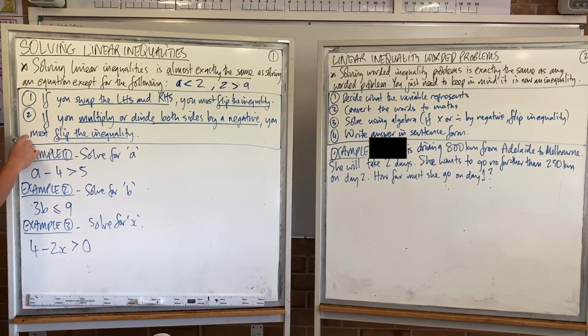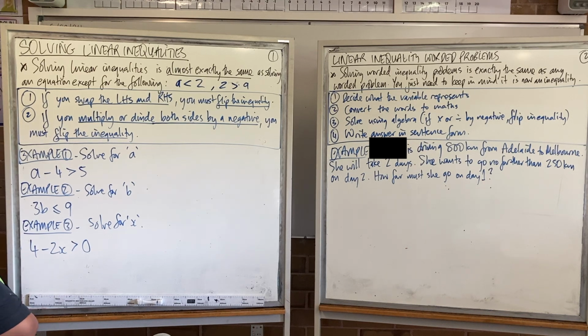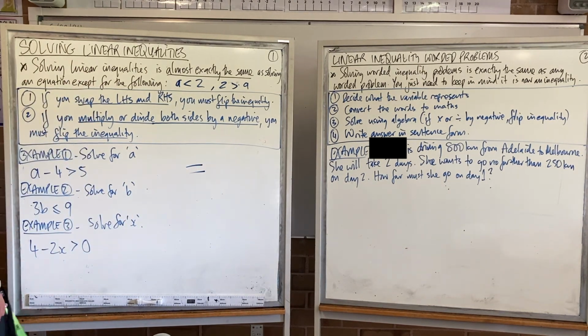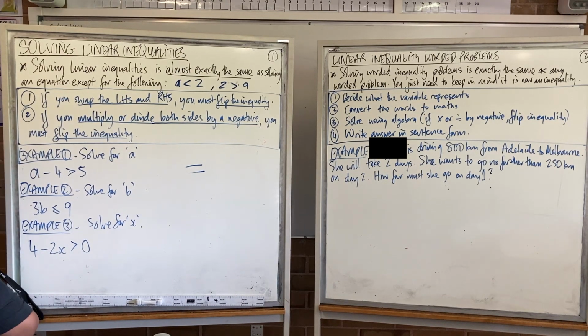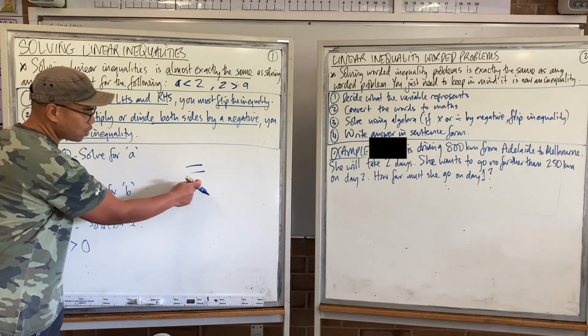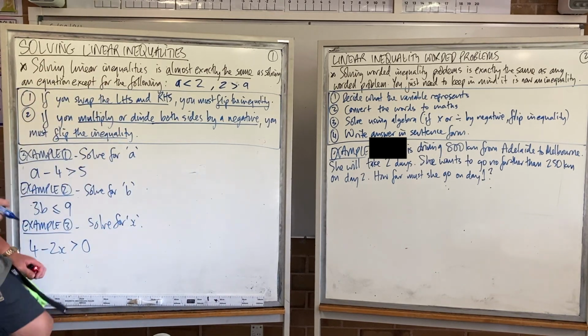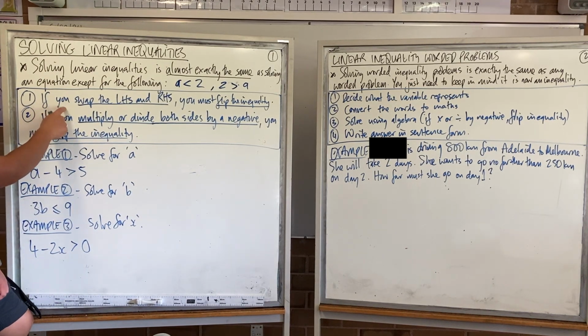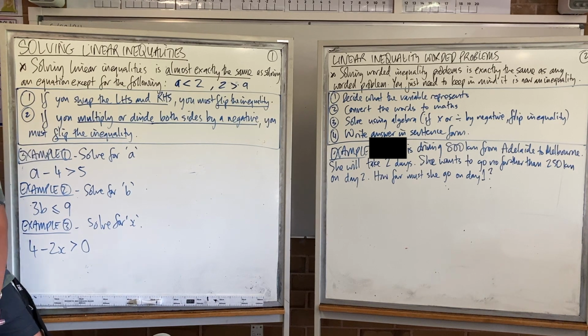The only mathematical difference is if you ever multiply or divide by a negative number, you also have to flip the sign. Why don't I have to worry about flipping the sign when it's an equal sign? Somebody explain to me? Yes? It's not directional. It's not pointing anywhere. One side is the same as the other, so I don't need to care about direction when it's an equation. When it's an inequality, it's pointing somewhere. So in an inequality, if I change the sides, I have to flip.